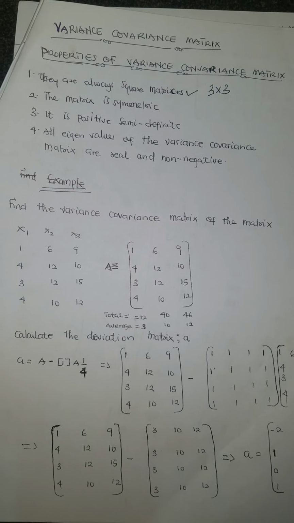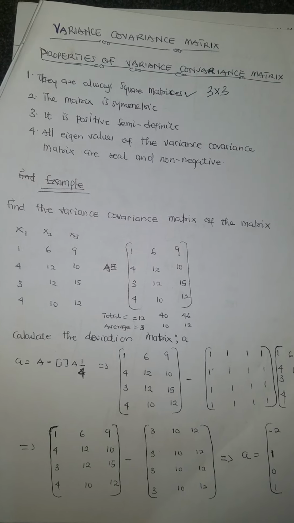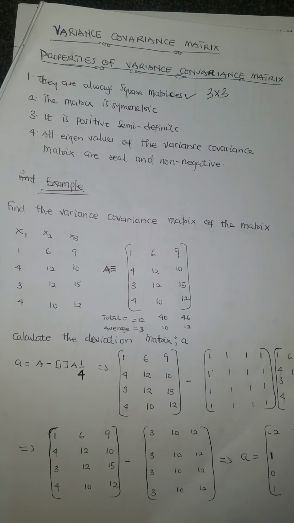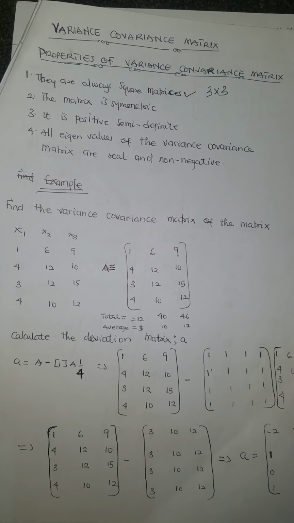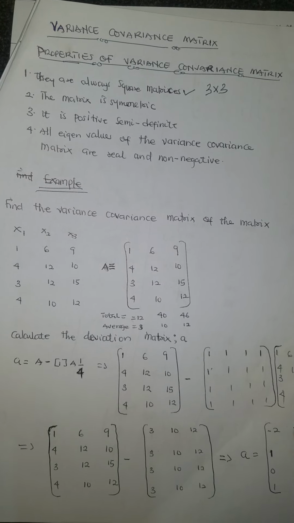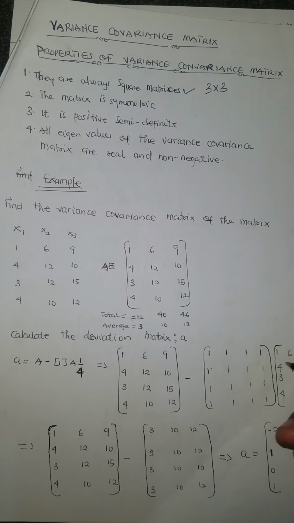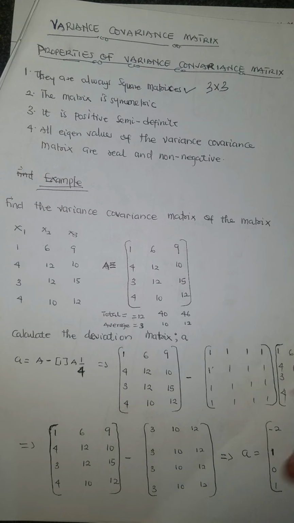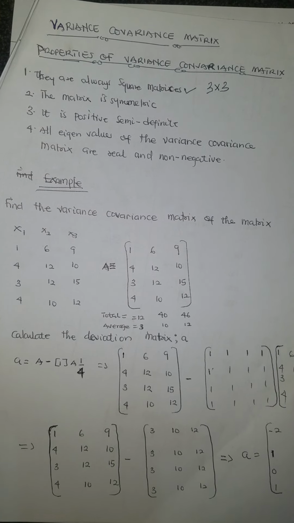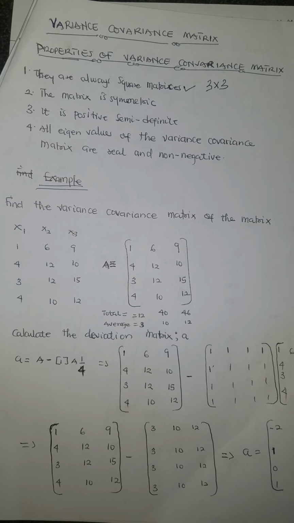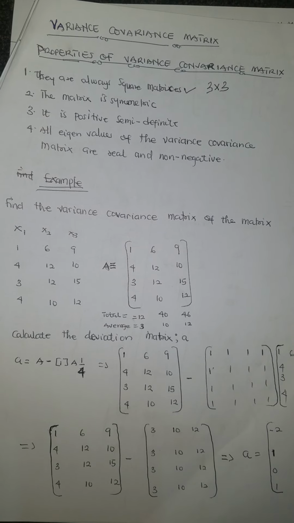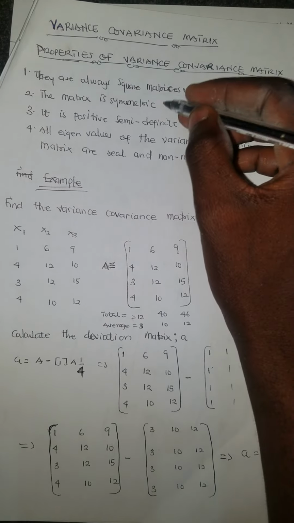When the number of rows and the number of columns are equal, we say it's a square matrix. So if you have been given a data set to solve for the variance covariance matrix, and the answer is not a square matrix, then you should know that you are wrong.